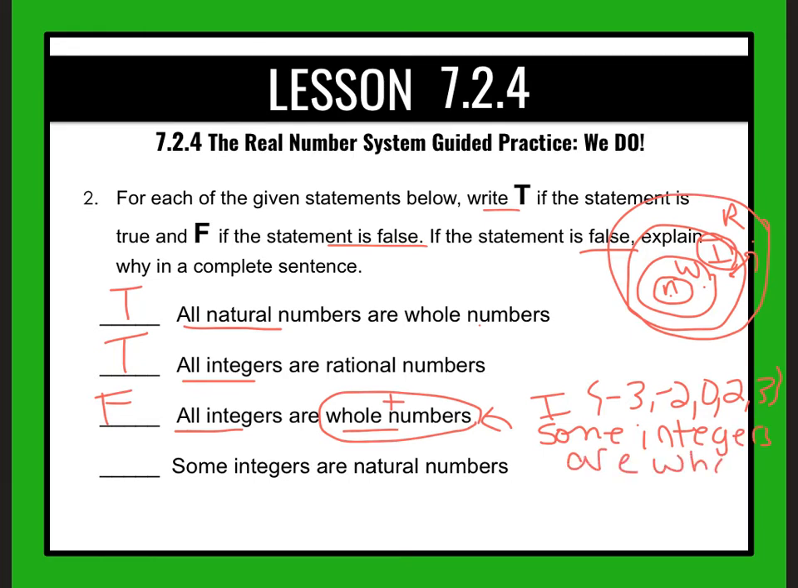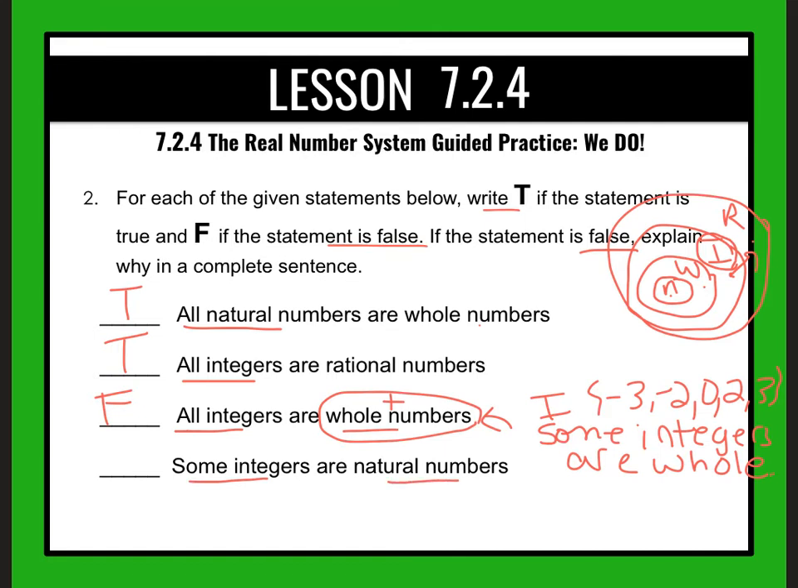The positive ones. Okay, so it says explain why. So some integers are whole numbers. Okay, not all. All right, let's go to the next one. Some integers are natural numbers.